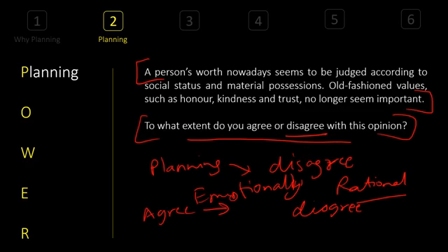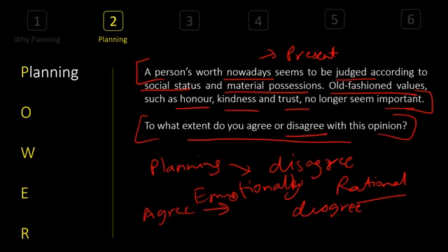Secondly, we underline the important words. So we are judged, social status, material possessions, and it's not other days, it's nowadays. That means this is present tense, so our essay will be in present tense only. Or maybe in past, because we have old-fashioned values, which are honor, kindness, trust, and they're not important. These are things we have to take care of. We have to think of vocabulary and sentences on these. What do we know of these words? That's what happens in planning.